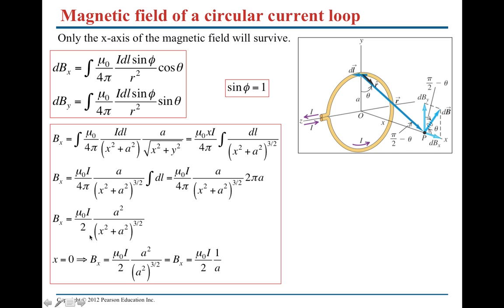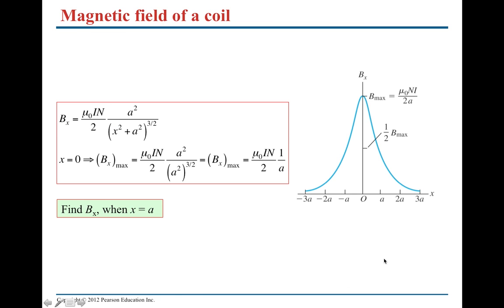If x is equal to 0, in the center of the loop, then Bx is equal to mu I over 2, not 2 pi, over 2, times 1 over a, where a is the radius of the loop. If you have n of these next to each other, a coil of n turns, then you multiply this by the number of turns n. So this is what it looks like.